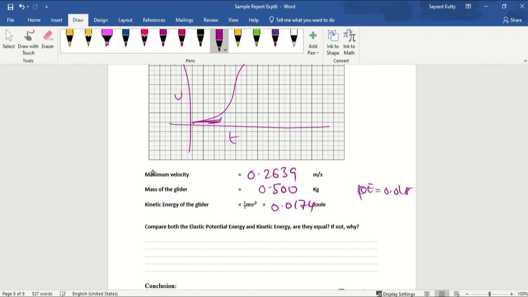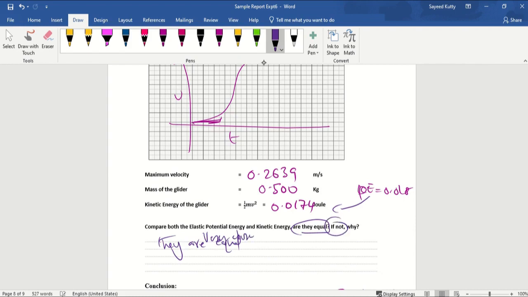The potential energy was 0.018, and this is 0.0174. Are they very close? Yes, they are definitely very close. That means we compare both, the elastic potential energy and the kinetic energy. Are they equal? They are not equal, but they are very close. They are equal within the limit of error.